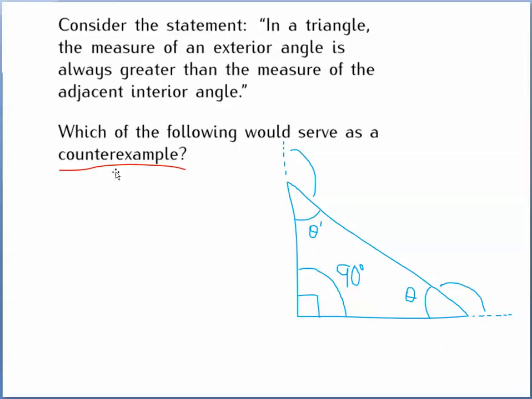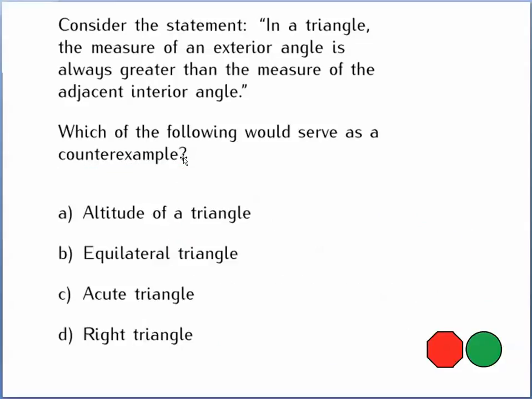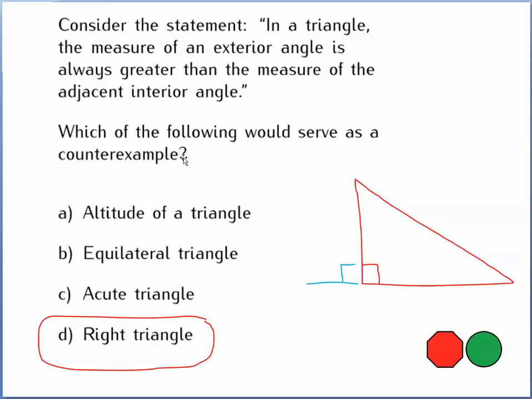So it's asking you what's a counterexample. Well, the definition of a counterexample is an example that refutes or disproves a hypothesis, proposition, or theorem. So now, which one of these four disprove or are a counterexample of the statement above? Click on the stop sign. Okay, let's see how you did. Well, let's look at a right triangle here. If this is our interior angle and this is our exterior angle, they are equal in size. Therefore, this is a counterexample of the statement above. An obtuse triangle would be as well, but that wasn't one of your answer options.